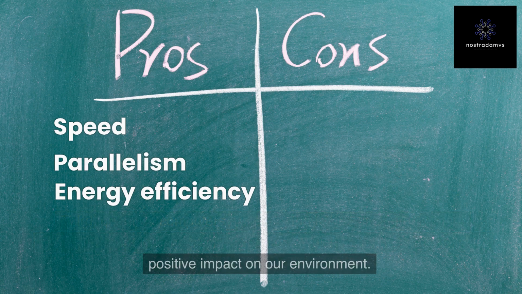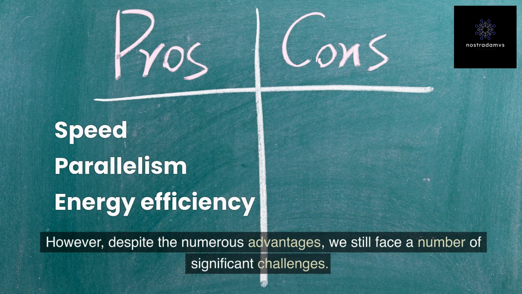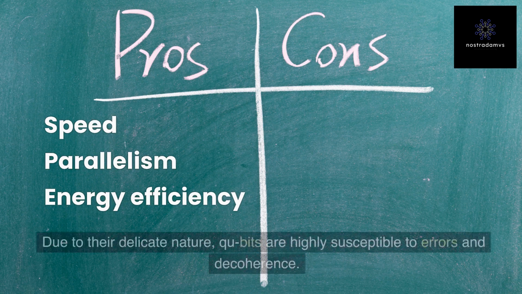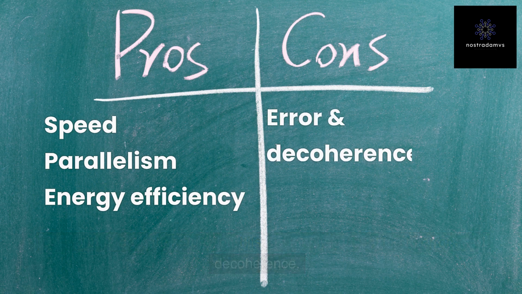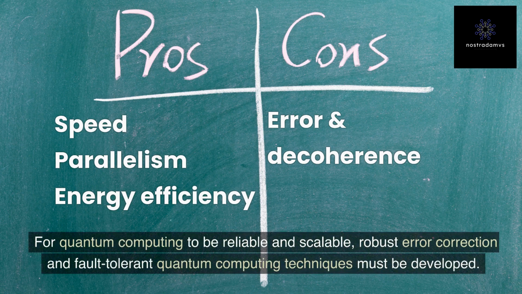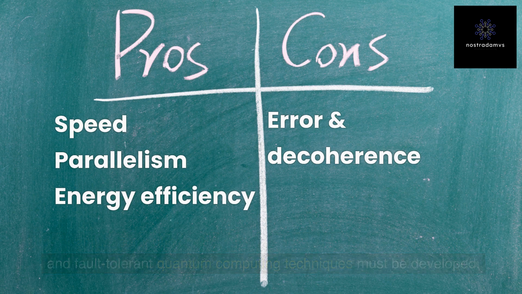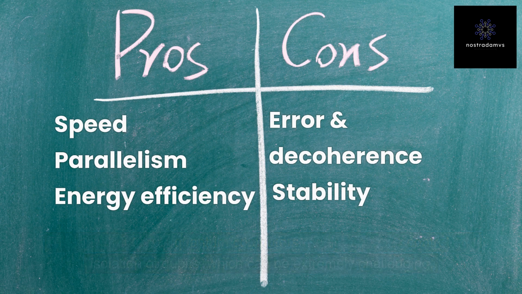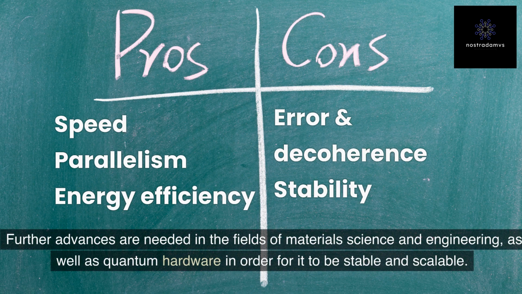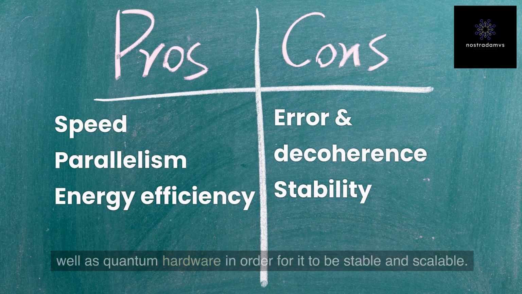impact on our environment. However, despite the numerous advantages, we still face a number of significant challenges. Due to their delicate nature, qubits are highly susceptible to errors and decoherence. For quantum computing to be reliable and scalable, robust error correction and fault-tolerant quantum computing techniques must be developed. The construction of quantum computers requires precise control and isolation of qubits, which can be extremely challenging. Further advances are needed in the fields of materials science and engineering, as well as quantum hardware in order for it to be stable and scalable.